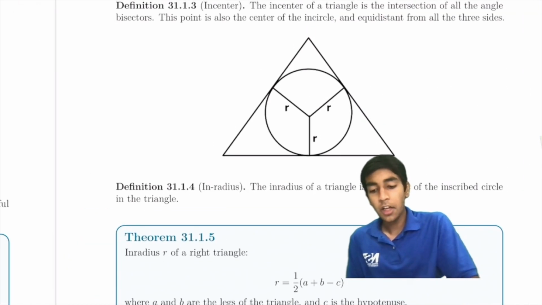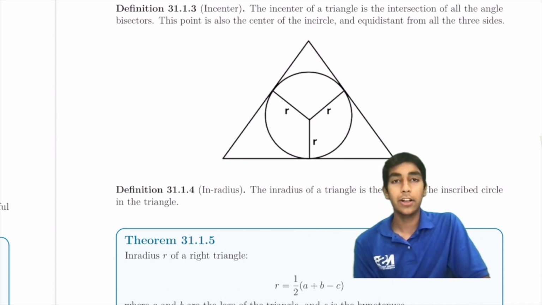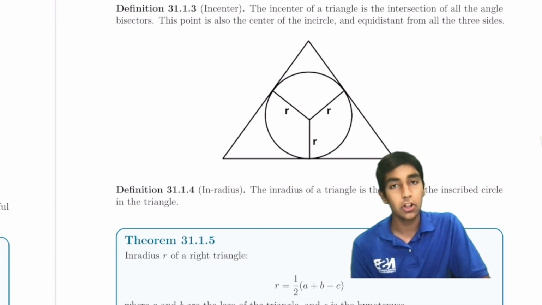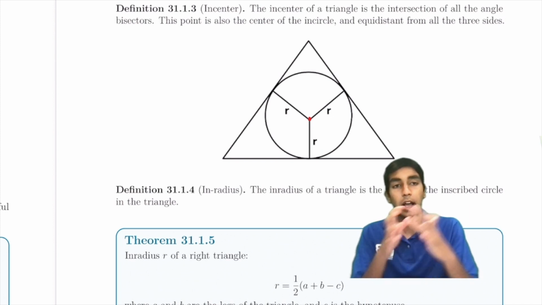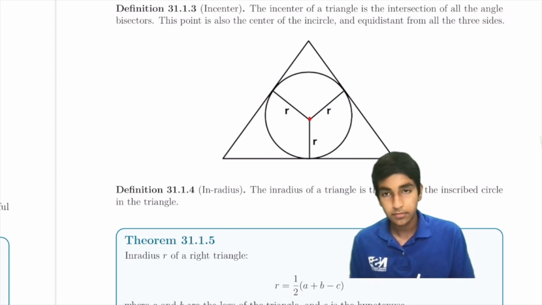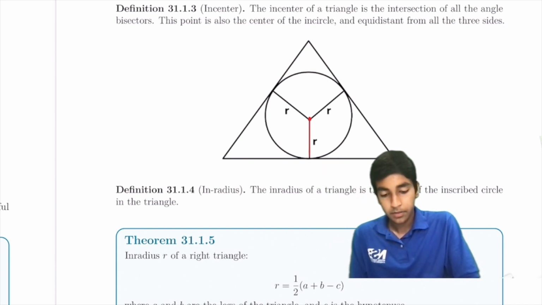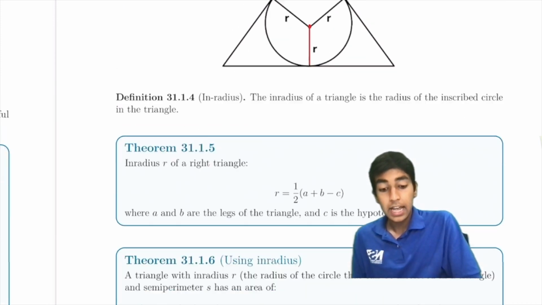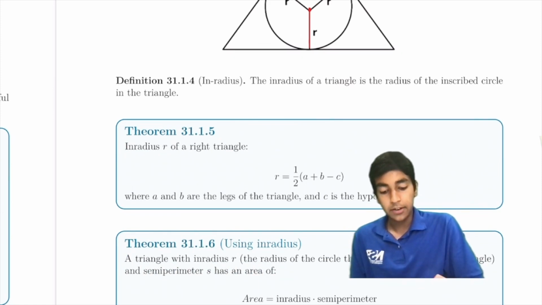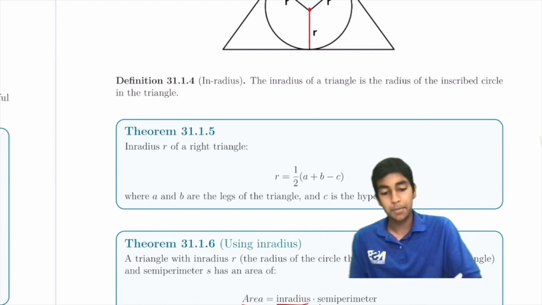And there's another way to find the area of the triangle using incenters. The incenter of a triangle is the intersection of all of its angle bisectors. This point is basically the center of the inscribed circle. So over here you can see that this inradius is r. So for the inradius, there are different formulas you can use to find the area in terms of the inradius. The area of a triangle is the inradius times the semi-perimeter.